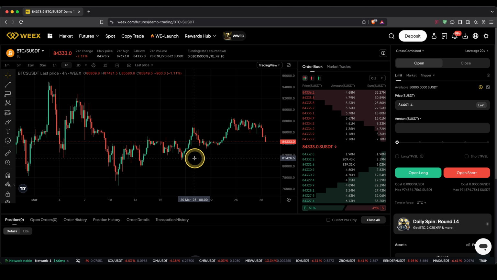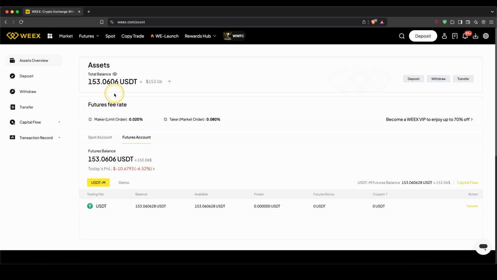So first I'm going to talk about the order fees that always occur when opening and closing a position. You can check your current fee rates by going to your asset overview under your futures account. You will see these fee rates in here. We have a maker fee of 0.02%, and the maker fee always applies when you're using a limit order. The same goes for the so-called taker fee. The taker fee always occurs when you're using a market order and is higher, sitting at 0.08%. These fee rates are always calculated on the position size and occur when opening and closing a position.